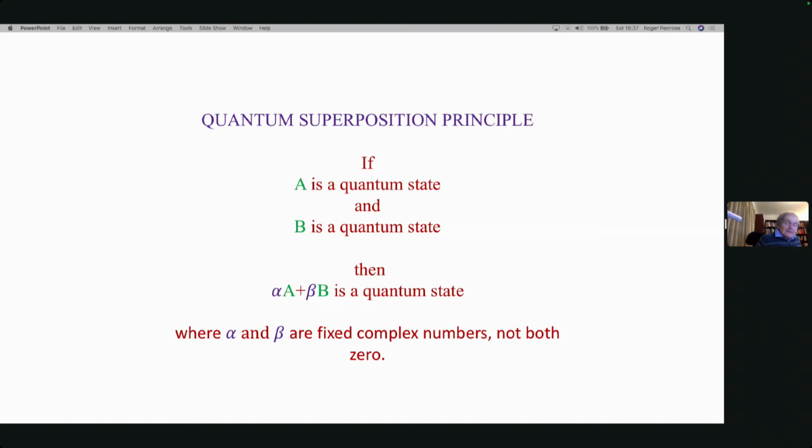Now, the thing is that if you're thinking of A as being some object in one location and B as being the location in another object, then it's a bit hard to imagine how you can have a combination of alpha being in one place and beta being the other place.